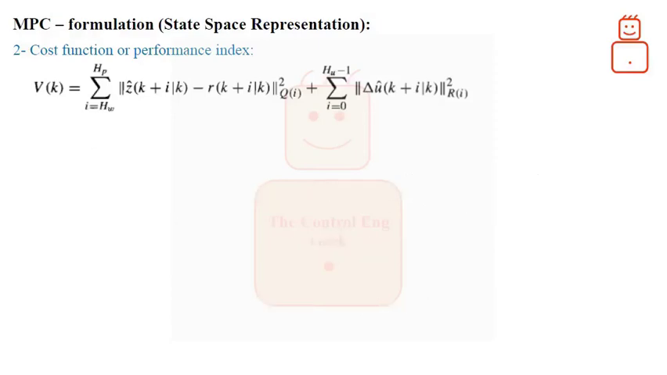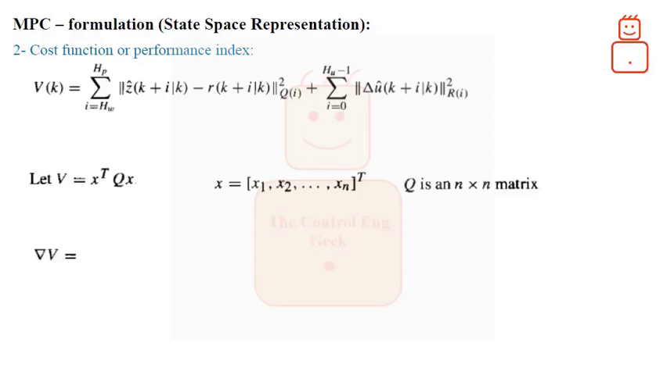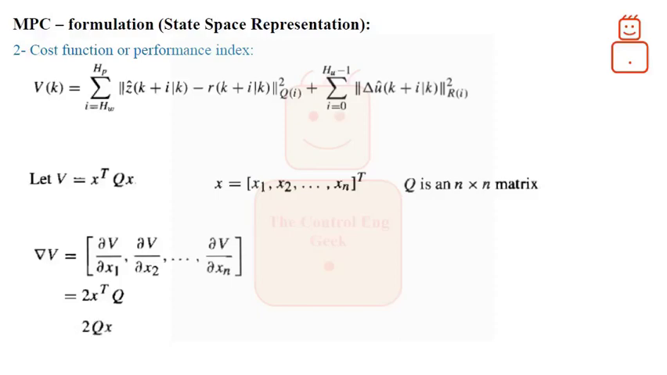Next, let me introduce the gradient of X transpose Qx. Let V be given as X transpose Qx, where X is a vector of x and Q is an n by n matrix. Then the gradient of V is, where V is differentiated for each item in X. One can write the result as 2X transpose Q or as 2Qx.